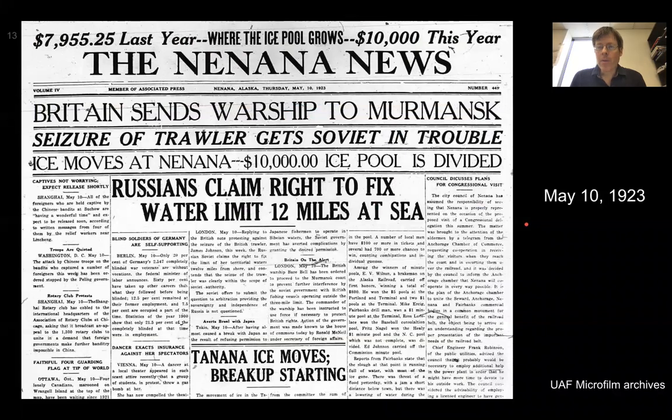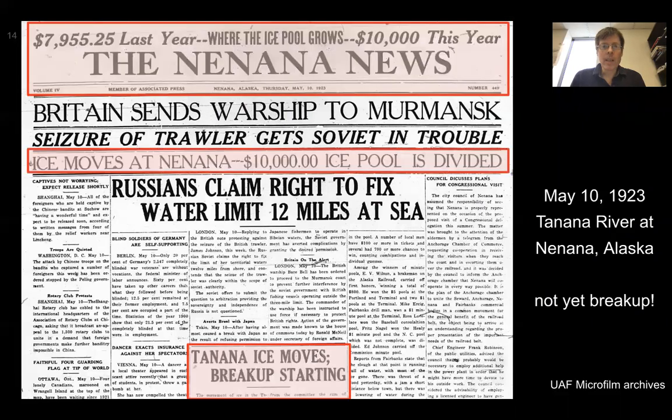Shows a newspaper from May 10th, 1923, when Nenana had a newspaper and was a big time there. If you look at this front page, we can see a lot of story about the breakup. It's talking about the ice pool grows $10,000 this year. The ice moves at Nenana. And here's the front page story starting at the bottom. Tanana ice moves, breakup starting. So it's not yet breakup here. May 10th, 1923, which is fairly late, as we'll see.